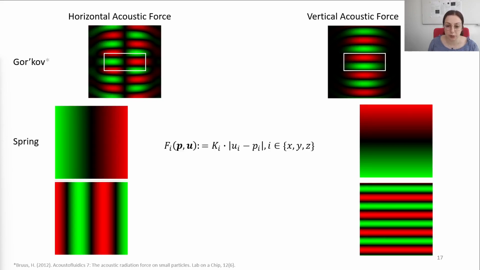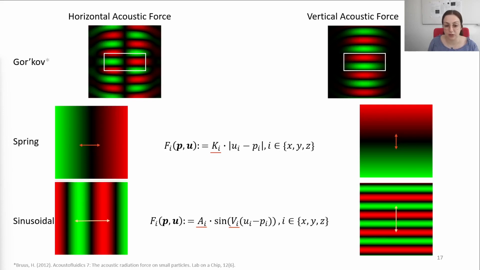Previously, spring models with a stiffness parameter K were used for this purpose, but they are one-dimensional. That is, the force in X only depends on the trap particle distance along the X-axis, so they are only valid for a small area around the trap along the main axis. Sinusoidal models with amplitude A and frequency V provide a better approximation, but they too become inaccurate at points deviating from the main axis.